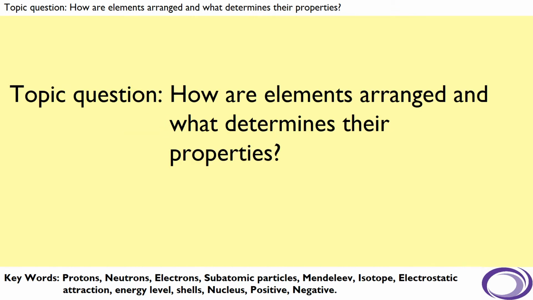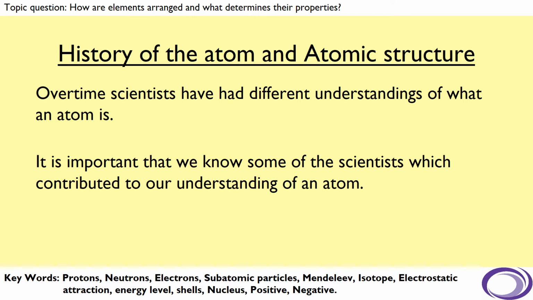Our topic question for C1 is how are elements arranged and what determines their properties? We're going to start this topic by looking at the history of the atom and atomic structure. Over time, scientists have had different understandings of what an atom is, and it's important that we know some of the scientists who contributed to our understanding of an atom.